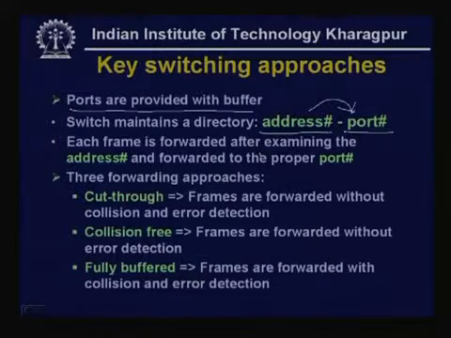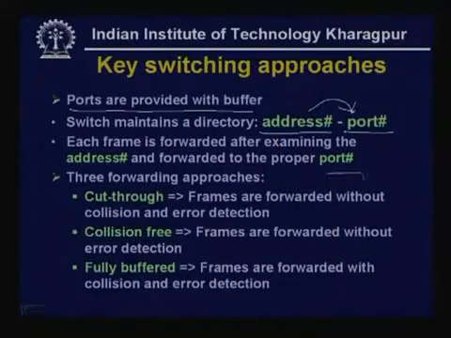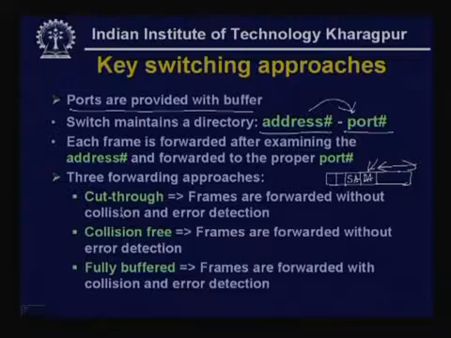The three possibilities are, in the first case, it can be cut through. By cut through, we mean that suppose this is the frame. As we know, there are starting delimiter and various other things. Then you have a source address and destination address. As soon as the destination address is available, immediately it can be forwarded to the port without looking at the remaining part of the frame. So, this is known as the cut through approach of forwarding.